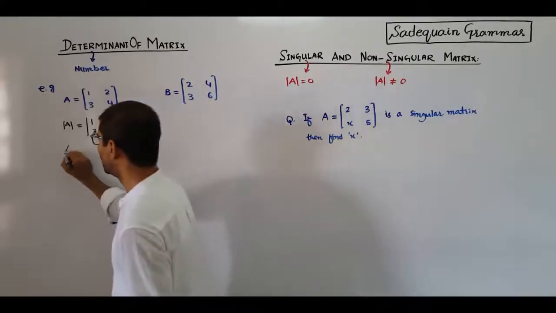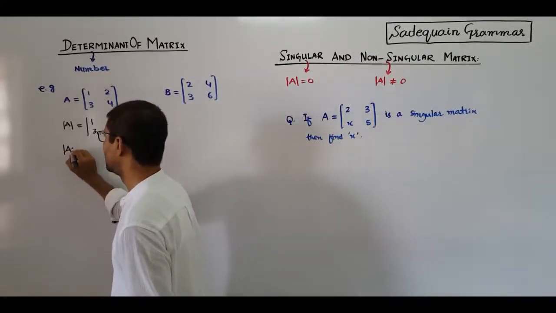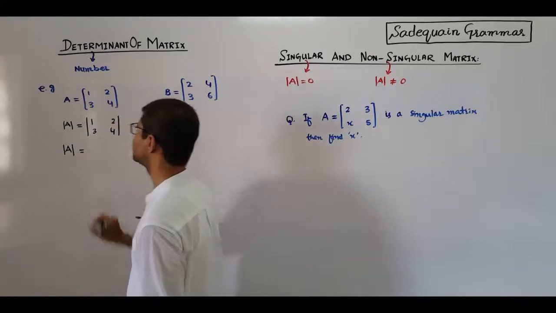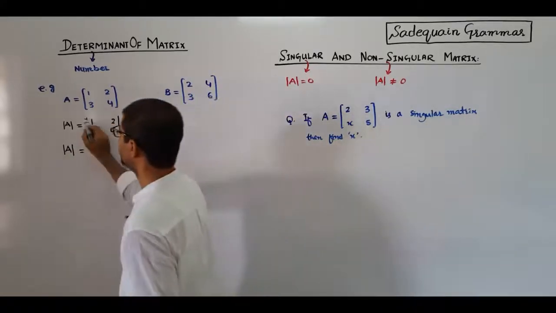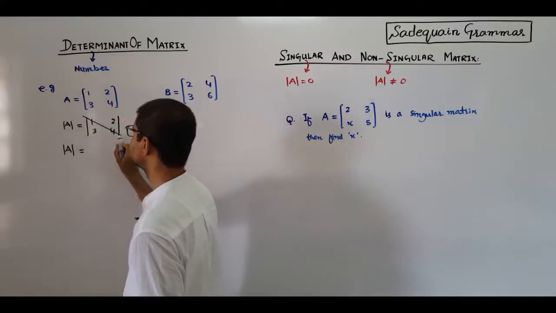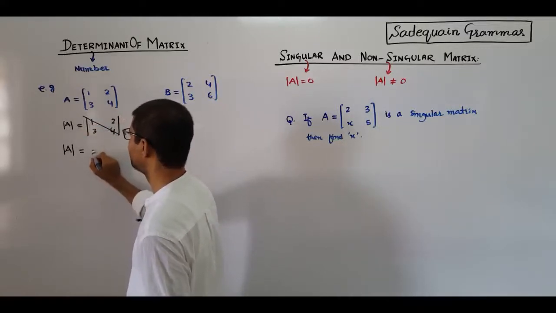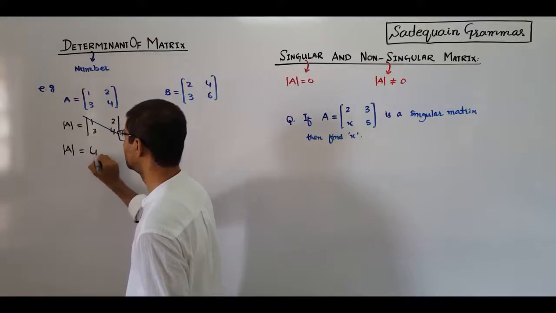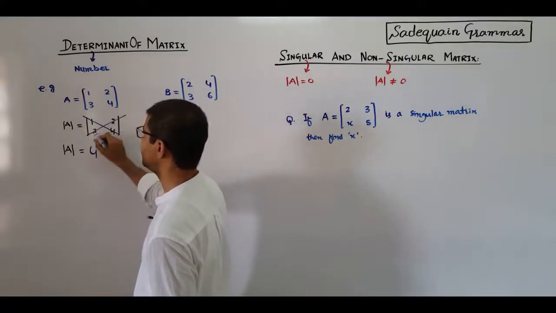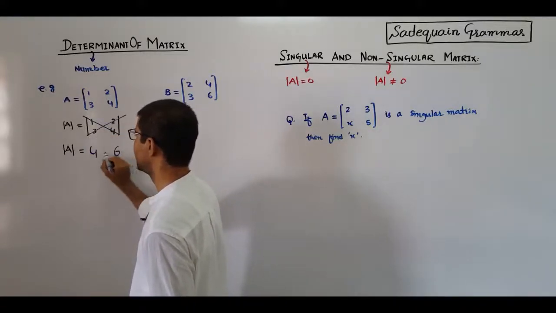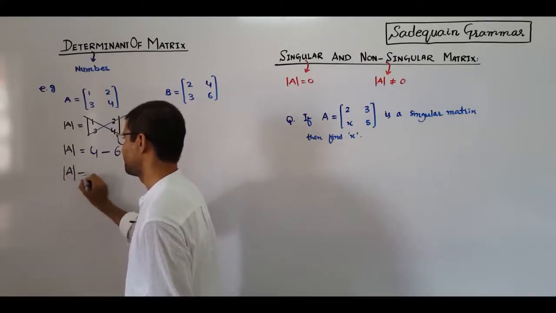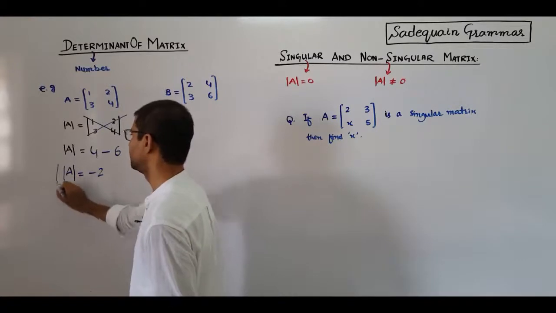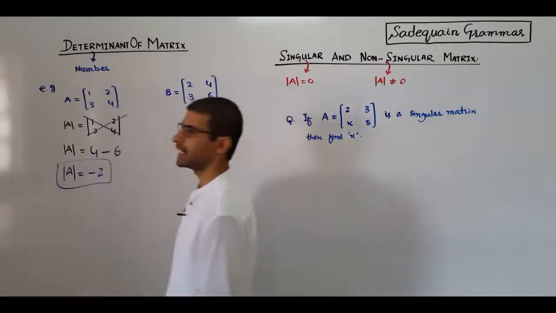Now for the answer of this determinant, we will multiply the diagonal elements. 1 4s are 4, and the non-diagonal elements 3 2s are 6, and subtract them. You will get the determinant of this matrix.